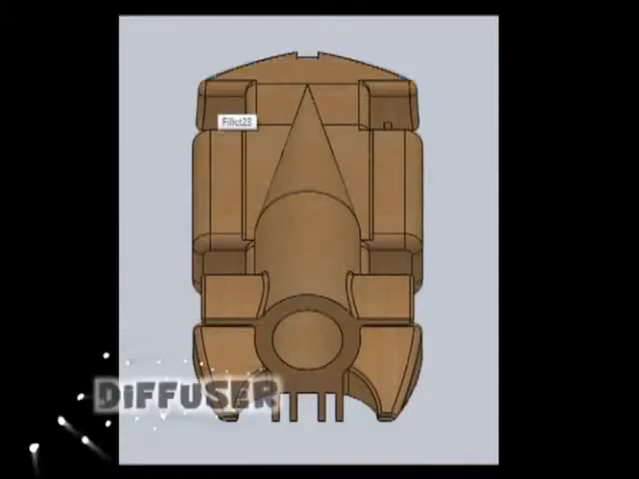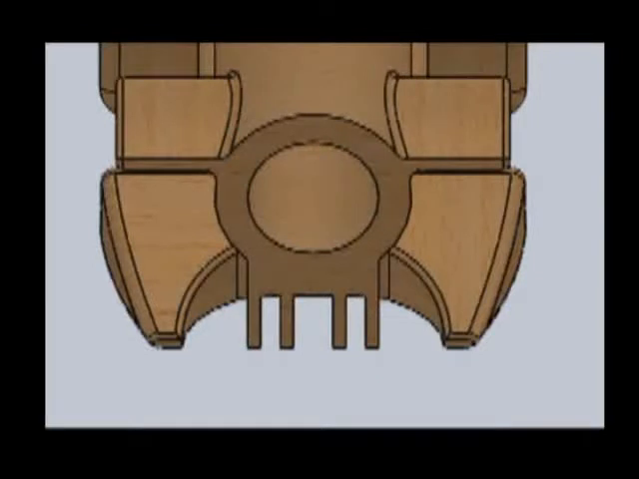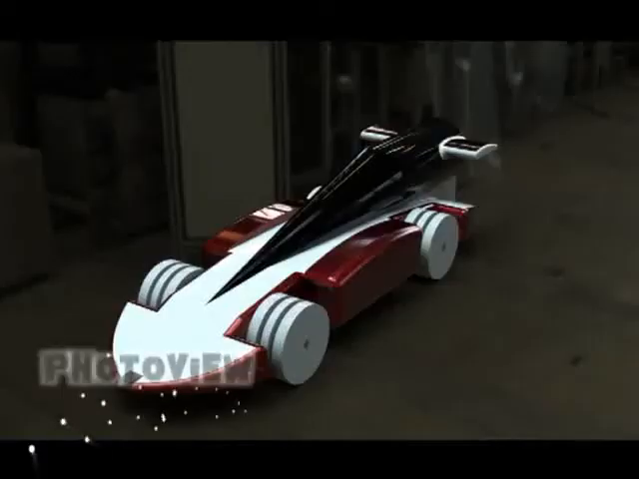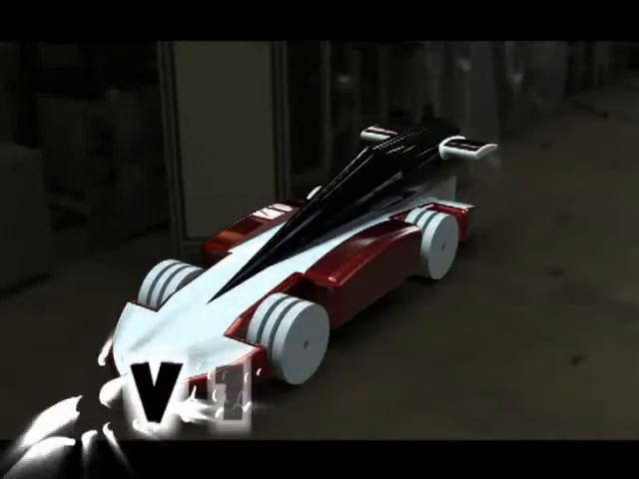Other than that, we apply the concept of diffuser at the back of our car. A diffuser is an extension of the floor at the back of the car. The reason why we use this concept is to reduce drag that acts on the car. Besides, it also increases the speed of our car. Lastly, we render our car using the SolidWorks PhotoView 360 and we name it V1.